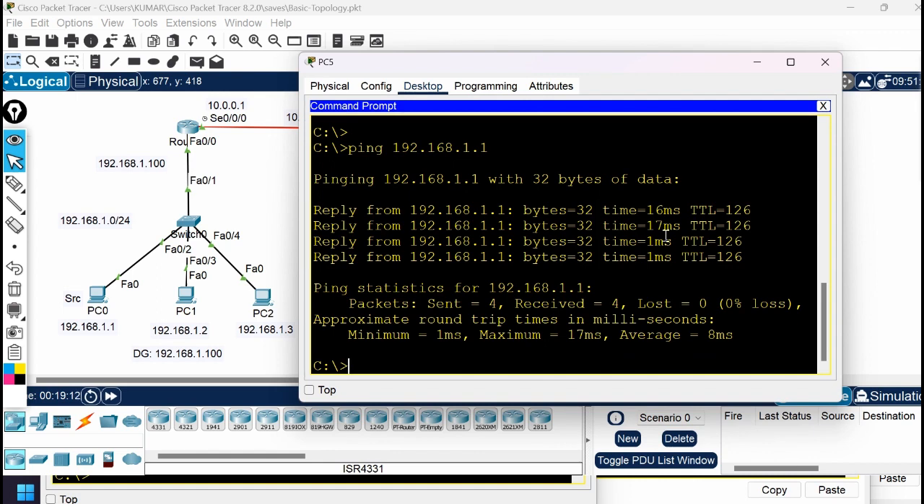So that's it for this particular lecture, folks, and we have discussed EIGRP configuration in our basic topology. The advanced topology we will see later on in this series.